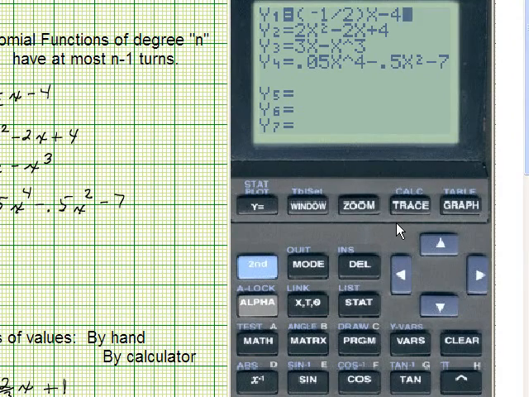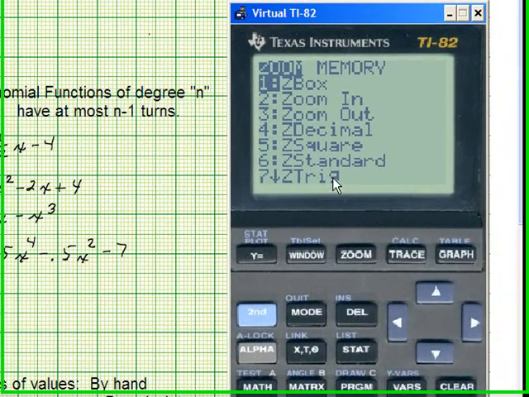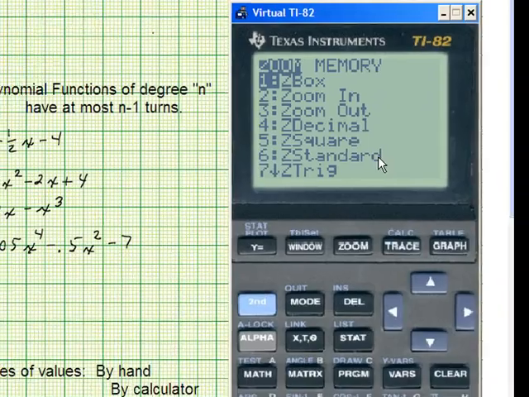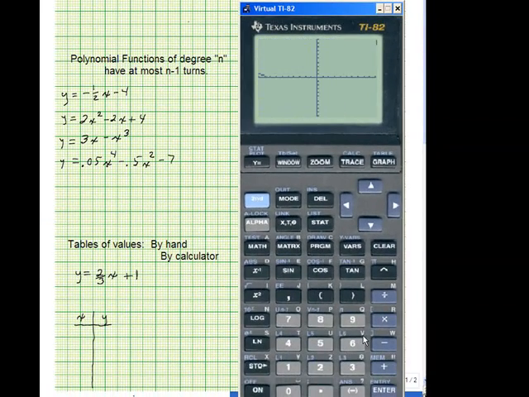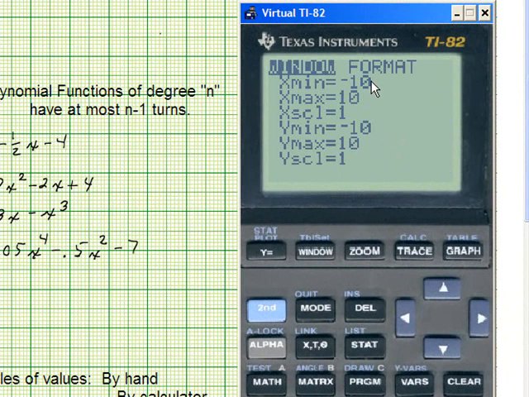I'm going to graph it by using my zoom key here. If I hit my zoom key, a lot of zoom options come up. Zoom 6 says zoom standard. Zoom standard gives me a standard window. I'll show you what that means right here. I've hit zoom, I'll hit 6, and you can see a screen comes up. And to show you what I mean by the standard window, I'm going to hit the window button. And it says x min is negative 10, x max is 10 with a scale of 1, y min is negative 10, y max is 10 with a scale of 1.